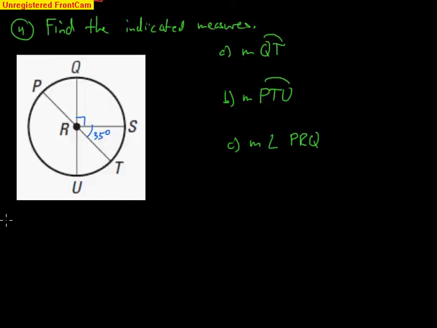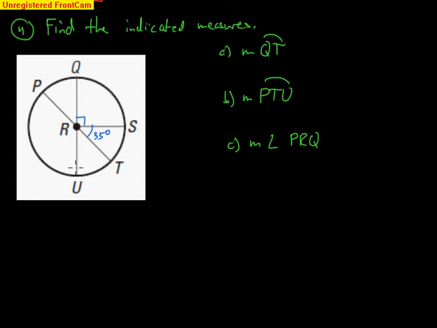Okay, here's the next problem. So I've given you a picture. I want you to find the indicated measures, and we have two arcs and an angle. And I've given you in this picture a right angle for angle QRS and a 35-degree angle for angle SRT. So the first thing I would do is find all the other angles. Now remember, these angles are all central angles, so they are going to equal their minor arcs.